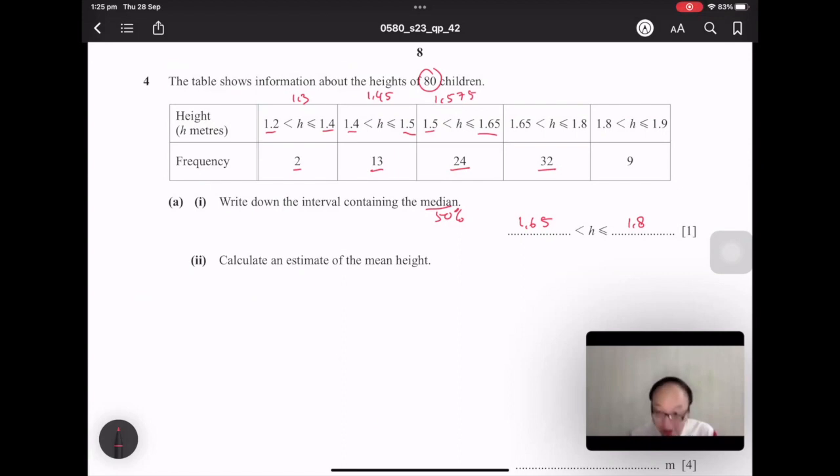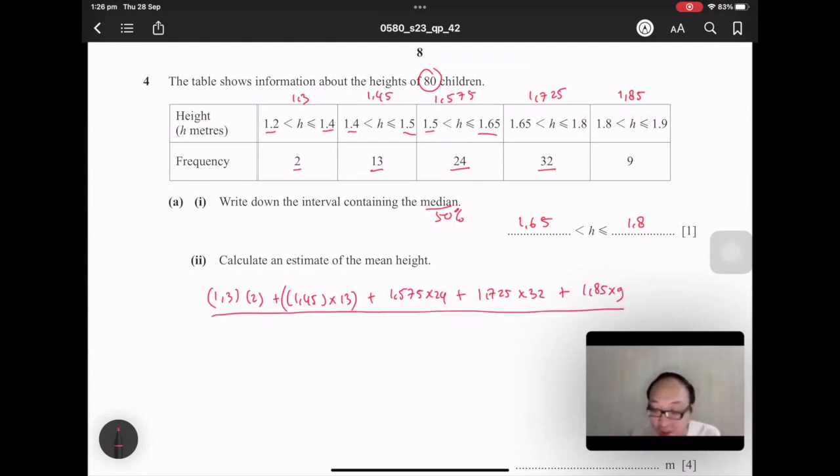1.65 plus 1.8 divided by 2, 1.725, and this one is 1.85. So to find the mean, we have to multiply. So 1.3 times 2 plus 1.45 times 13, sorry, plus 1.575 times 24 plus 1.725 times 32 plus 1.85 times 9, and then divided by 80.